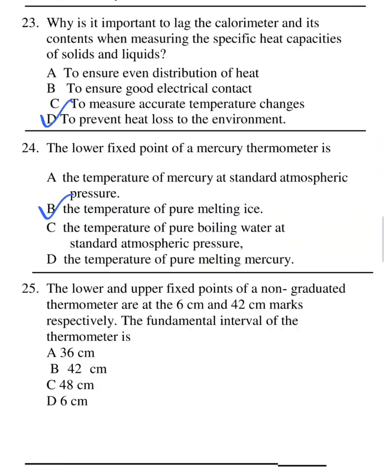The fundamental interval of the thermometer is... generally the fundamental interval is the separation of the lower fixed point and the upper fixed point. Hence, that interval x should just be the upper fixed point, which is 42 centimeters, minus the lower fixed point, which is 6 centimeters, and that gives 36 centimeters. Option A then is the correct answer.